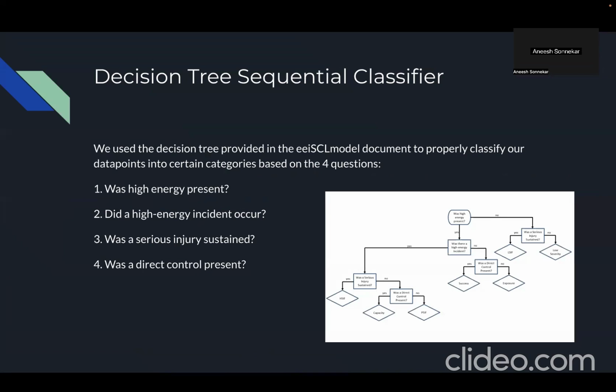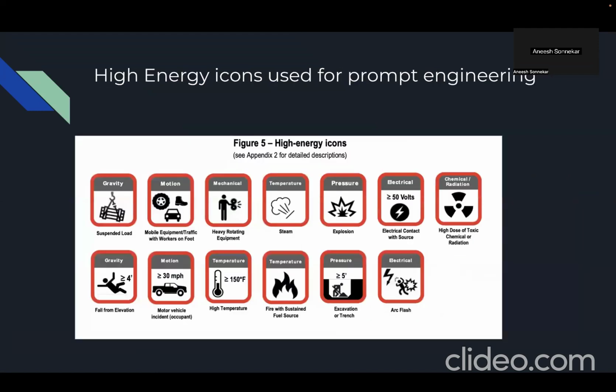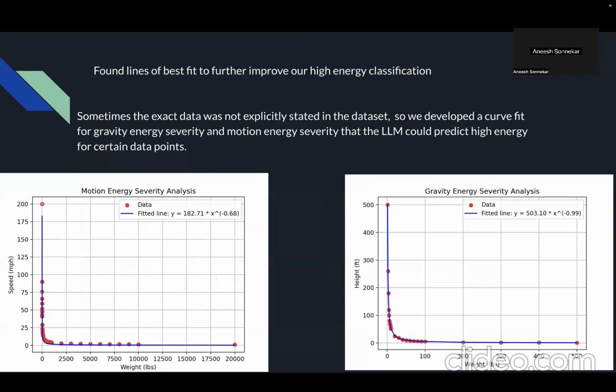So our initial exploration, we decided to use the decision tree sequential classifier, which essentially had 4 questions: if high energy was present, if a high energy incident occurred, if there was a serious injury sustained, or if there was a direct control present. And we had these high energy icons used to determine whether it was high energy. And then sometimes it didn't fit within those icons, so we had a graph that the model could use to predict.